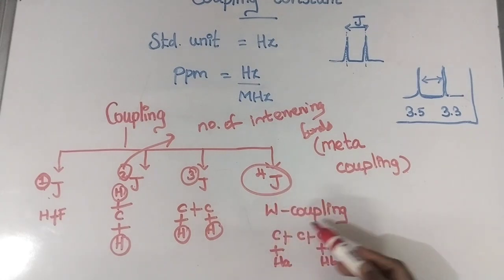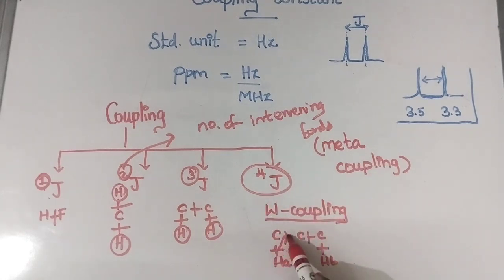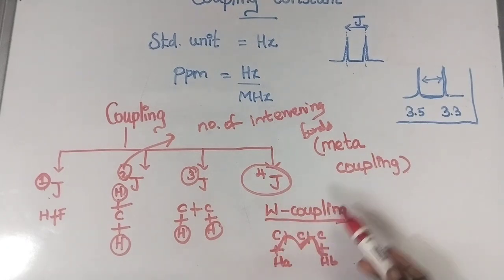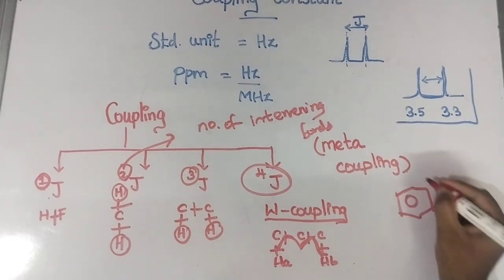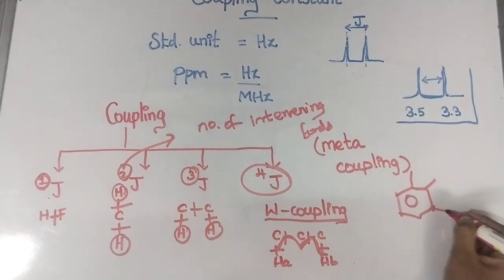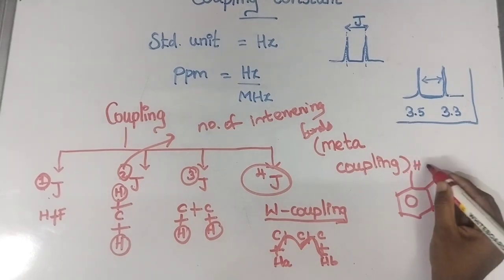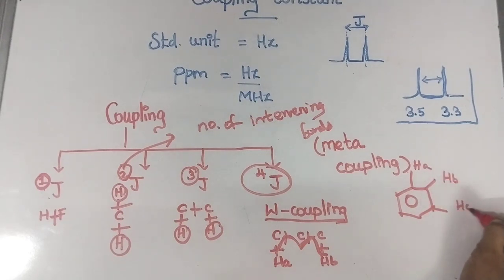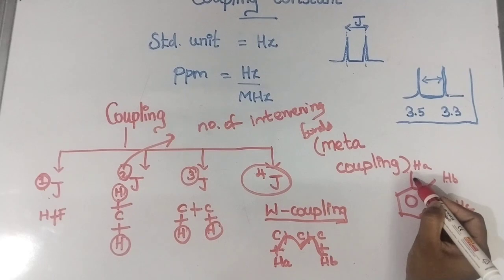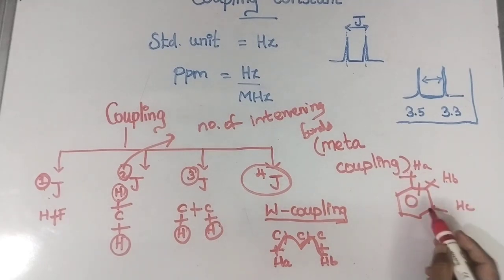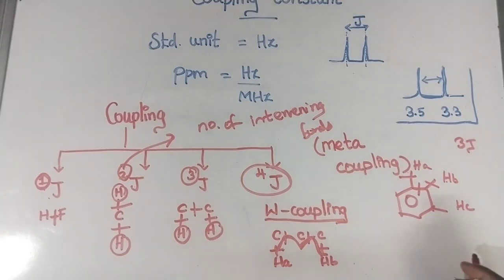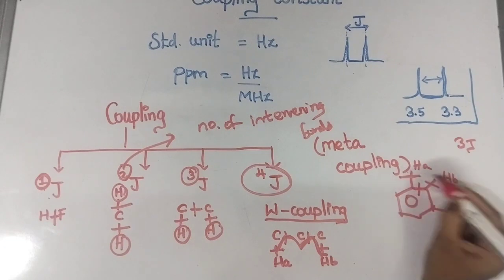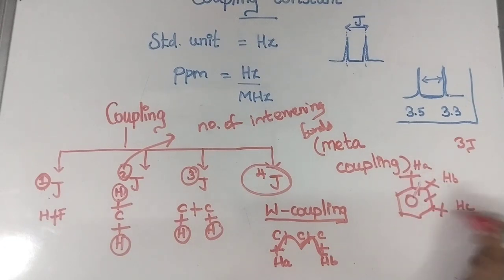J4 coupling is otherwise known as W coupling. See here, it is in the shape of a W. Hence it is known as W coupling or meta coupling, because in a ring structure, see here there is a proton, and here there is a proton. If it couples with this one, what is the number of bonds? 1, 2, 3. So ortho coupling means J3 coupling.